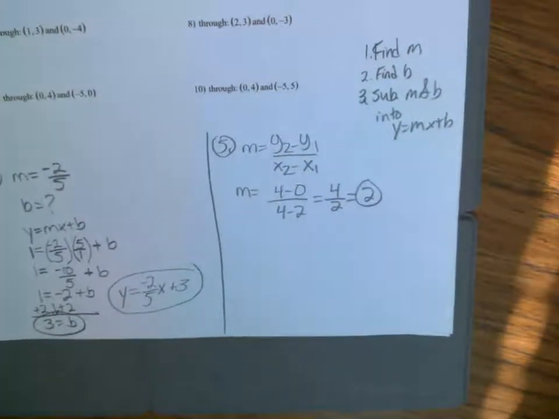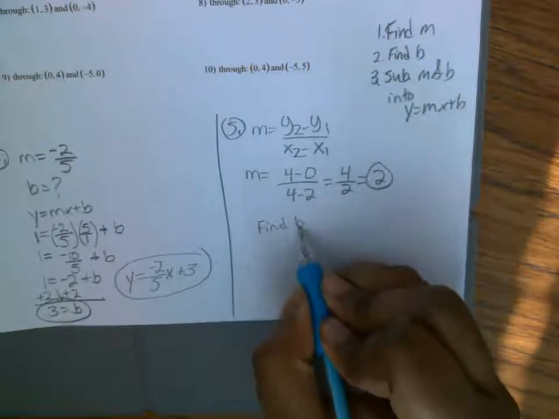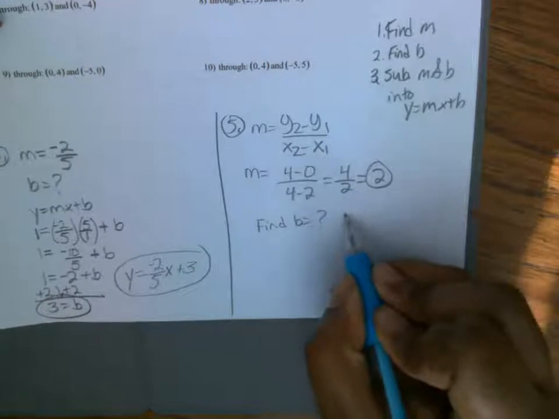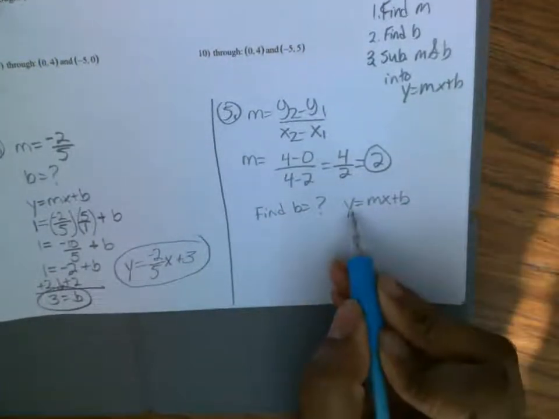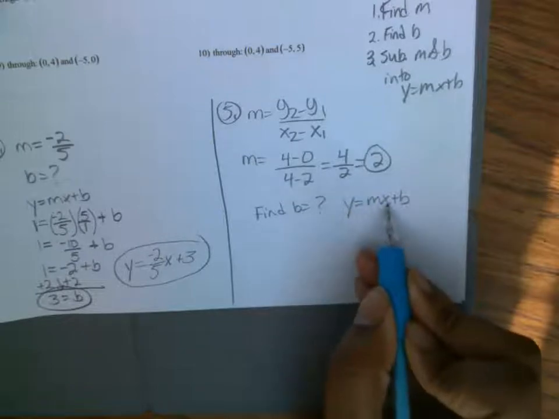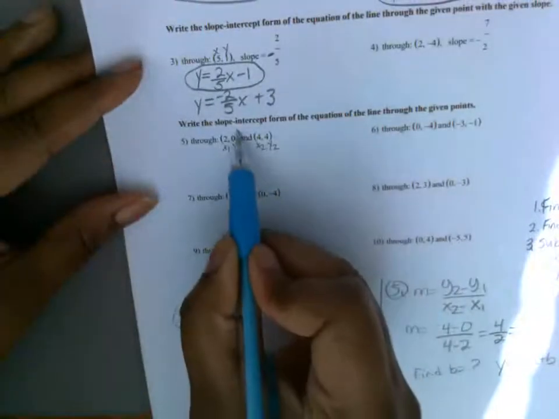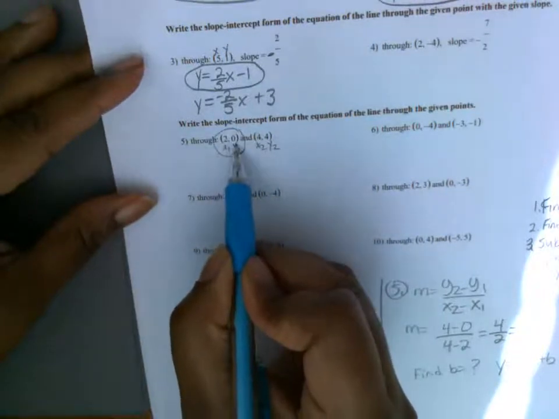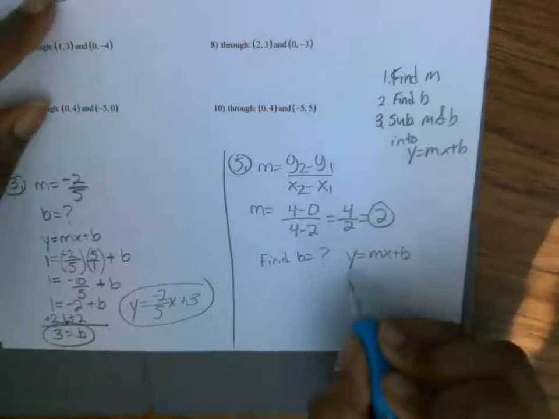Okay. Now you're going to take 2 and find b. So in order to find b, you use y equals mx plus b and substitute the value for y, the value for x, and the value for m. So you just choose one of these points. I'm going to choose this easy one right here, 2, 0. So since I'm using 2, 0, 0 is my y.